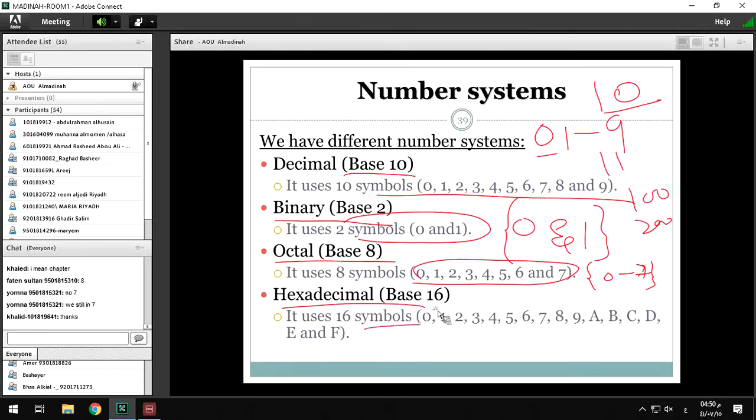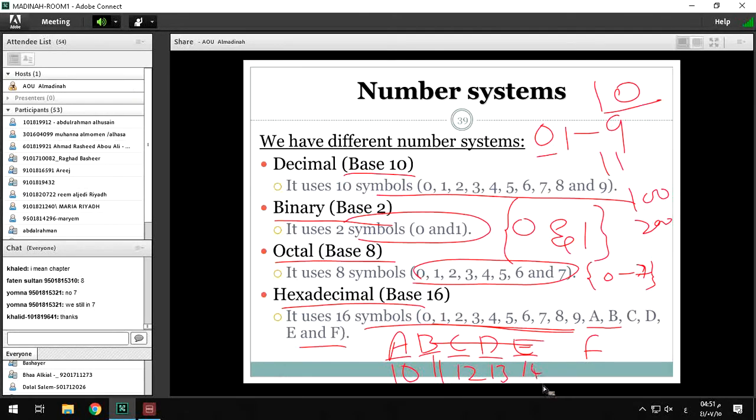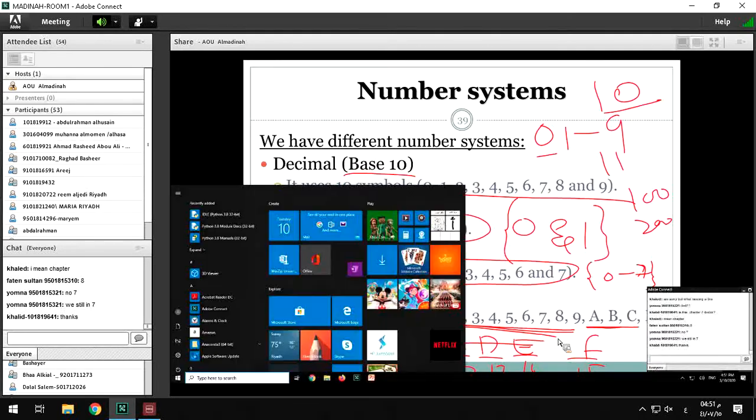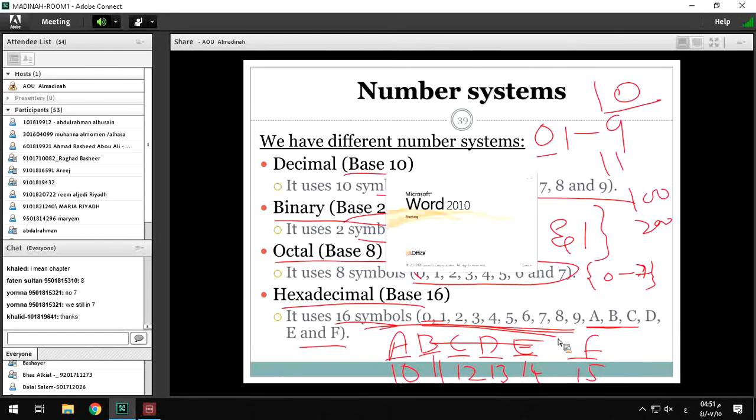We also have hexadecimal numbers, that is from 0 to 9 and then from A to F. Now what is A to F? It is A, B, C, D, E, F. A is 10, B 11, C 12, D 13, E 14, F 15. So 0 to 15, that is 16 numbers. So it is a hexadecimal number. But we don't write 10, 11, 12. We write 0 to 9 and A to F.